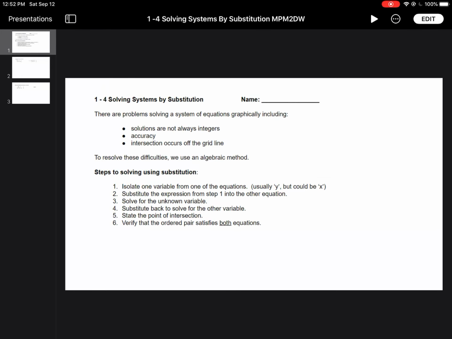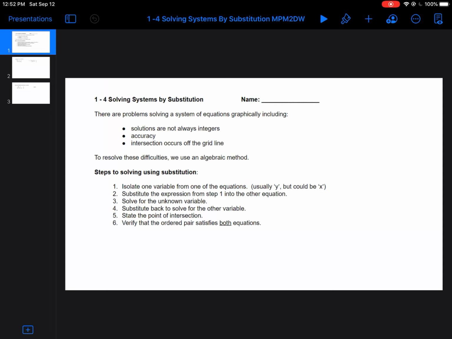So far, we've looked at solving a linear system by graphing, which is okay, but can be challenging if the point is not nice or if the numbers are very large. An algebraic way of solving a system is by substitution.